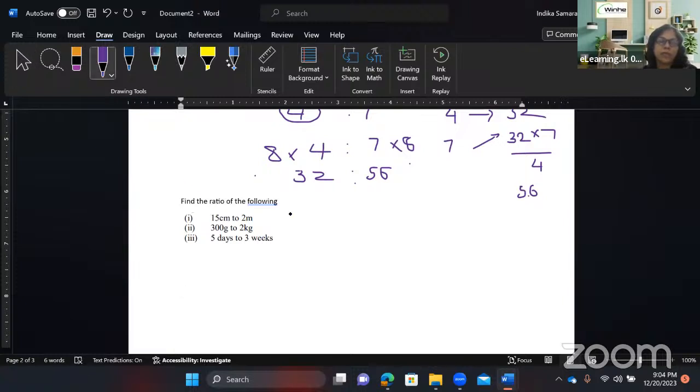Here, you can easily convert 2 meters into centimeters. Then 15 to 200 will be the ratio. You can simplify this further. 3 to 40 is the ratio.